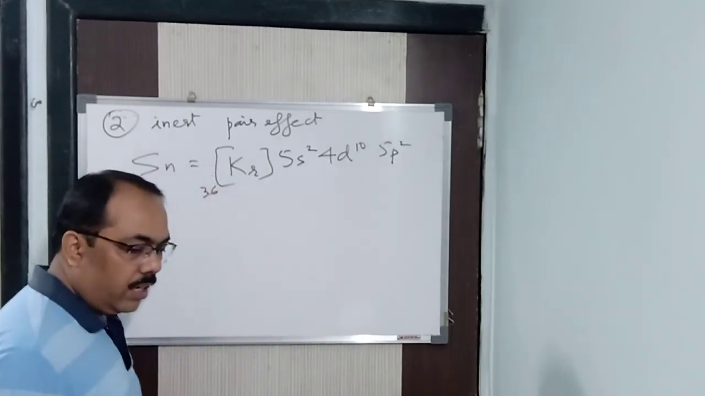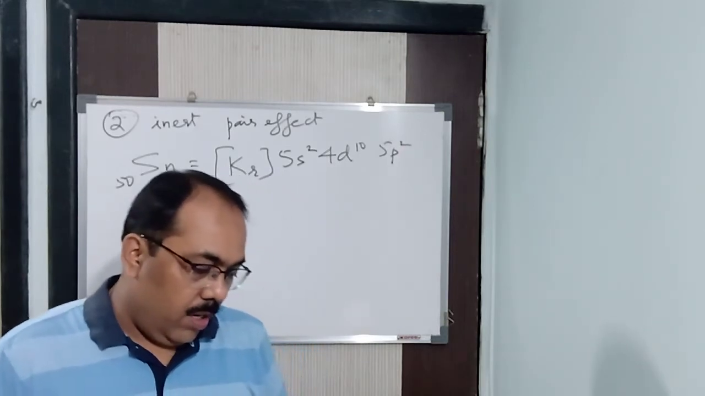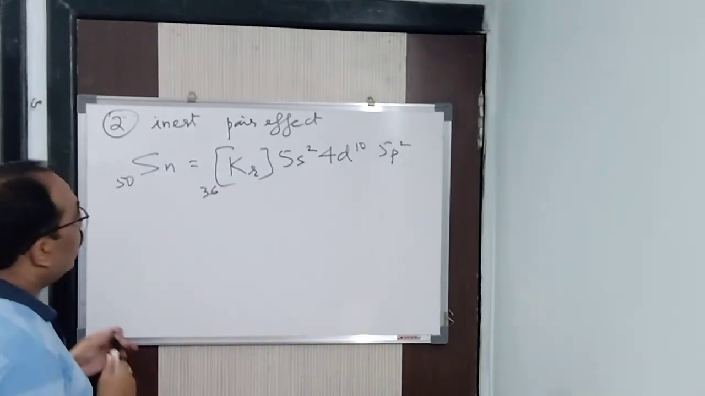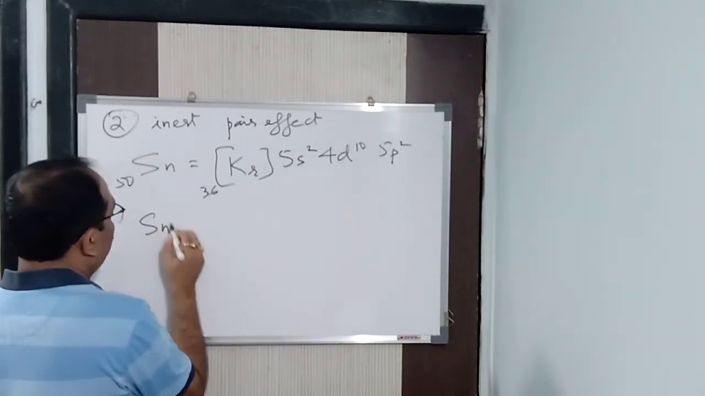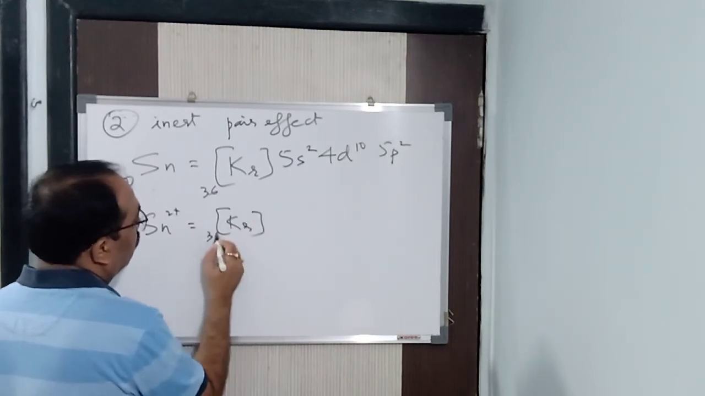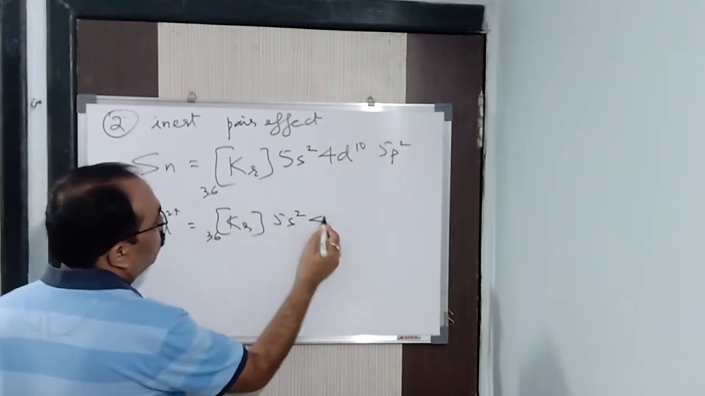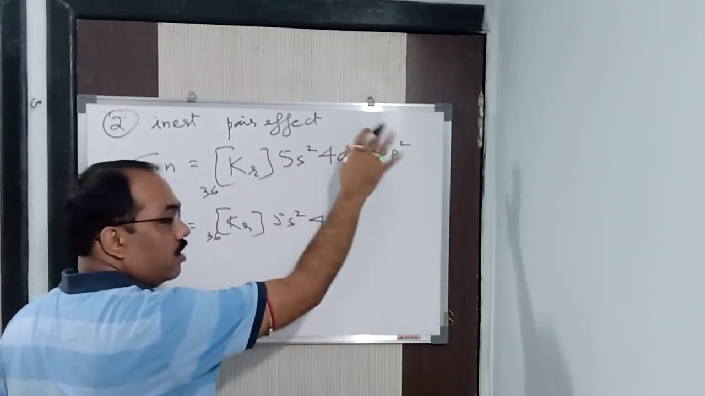Got it? So you got it? 5p2 in this way. Clear now? Now you listen. Tin has got 2 electrons in the outermost subshell. Now these 2 electrons it will readily lose, and it is going to form Kr36, 5s2, 4d10. 5p is gone, it loses readily.